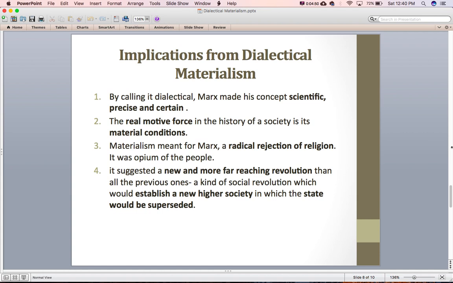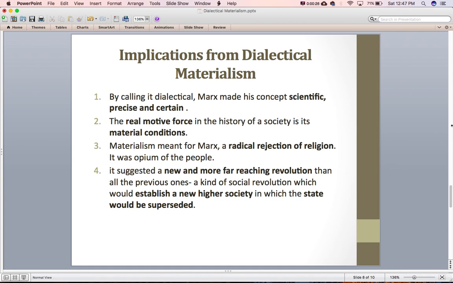Now, students, let us discuss the various implications of dialectical materialism. First, Marx made his concept scientific, precise, and certain. Second, the real motive force in the history of a society is the material condition. Third, the materialism of Marx rejected religion as it is not based on reality, that is, matter. Rather, it is an imagination. He called religion the opium of the people.